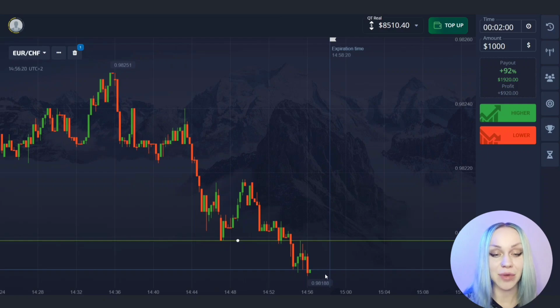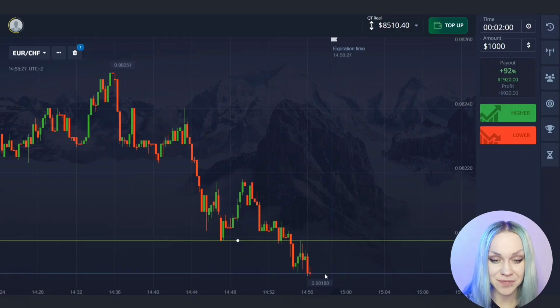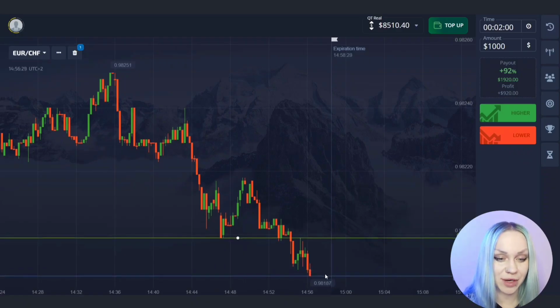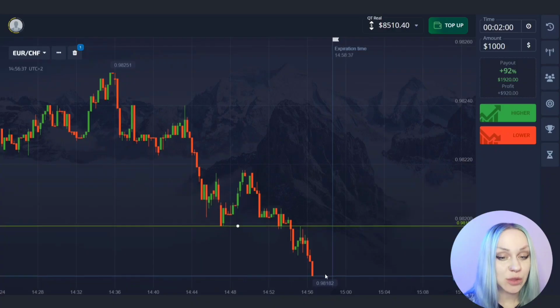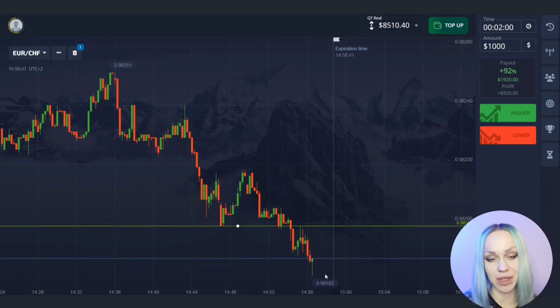In the meantime, I already have more than $8,000 on my deposit, and I propose to finish our trading for today. I take my profit and leave the market. So all market cases work perfectly. And probably, as you may have noticed, some cases were similar to each other, and it once again confirms the fact that all market cases always repeat themselves.